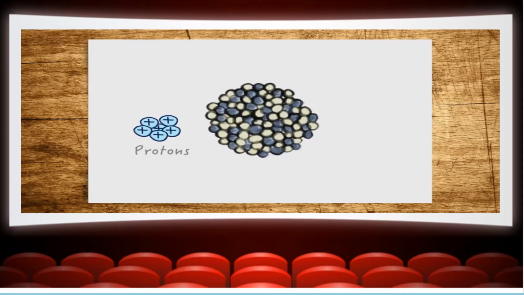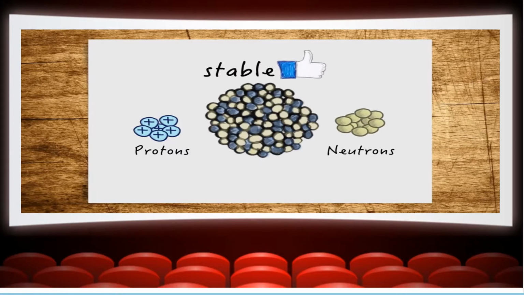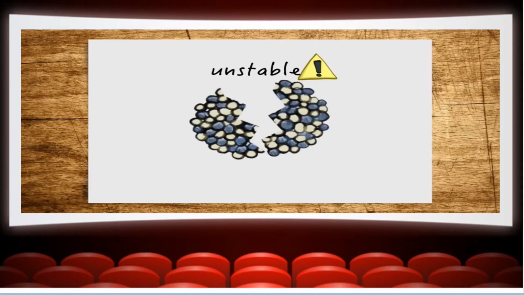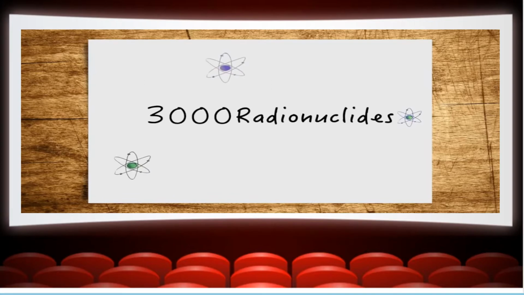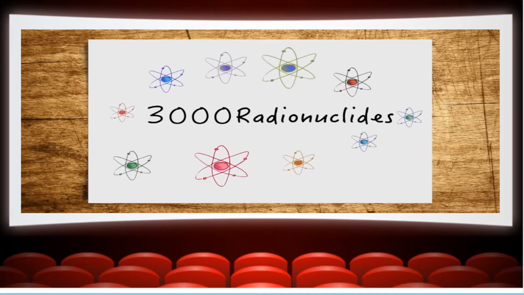The cores of atoms consist of protons, these are positively charged particles, and neutrons, which are neutral particles. With stable nuclei, there is a certain stable proportion of protons and neutrons. But if there are too many or too few neutrons compared with the number of protons, this equilibrium in the core of the atom gets out of balance, and the core becomes unstable and decays. By the way, there are more than 3,000 different radionuclides known to this day.